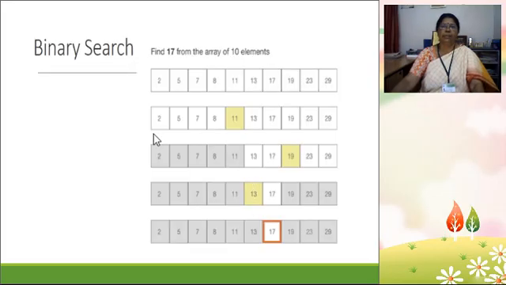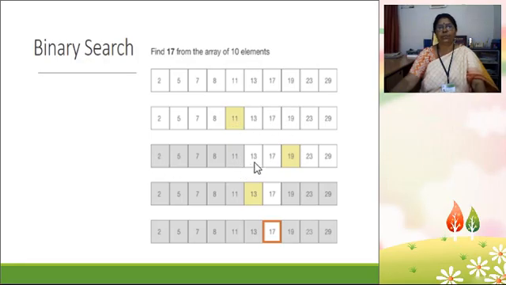So this is an example. Here we have an array of 10 elements. Let us assume we are looking for the element 17. So here there are 10 elements. The mid element is the fifth element. We compare 17 with 11. So 17 is greater than 11, so we just eliminate the first half.